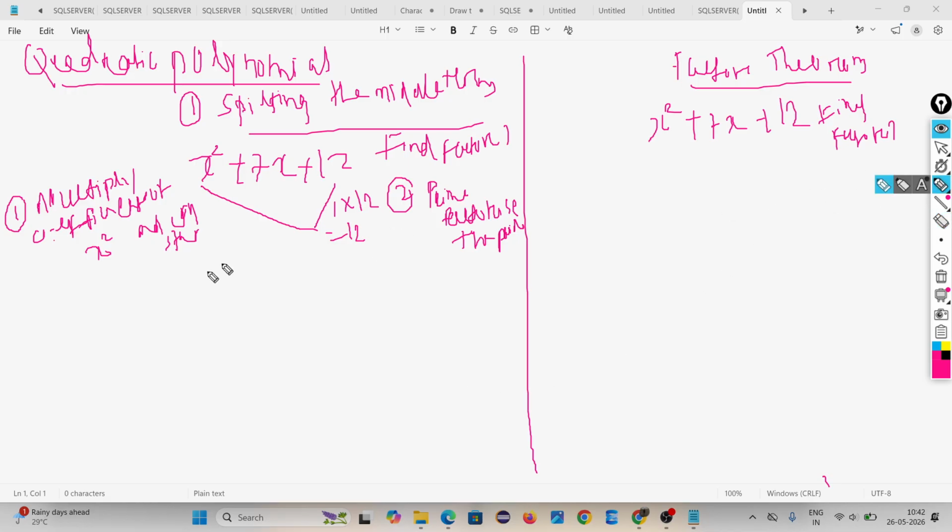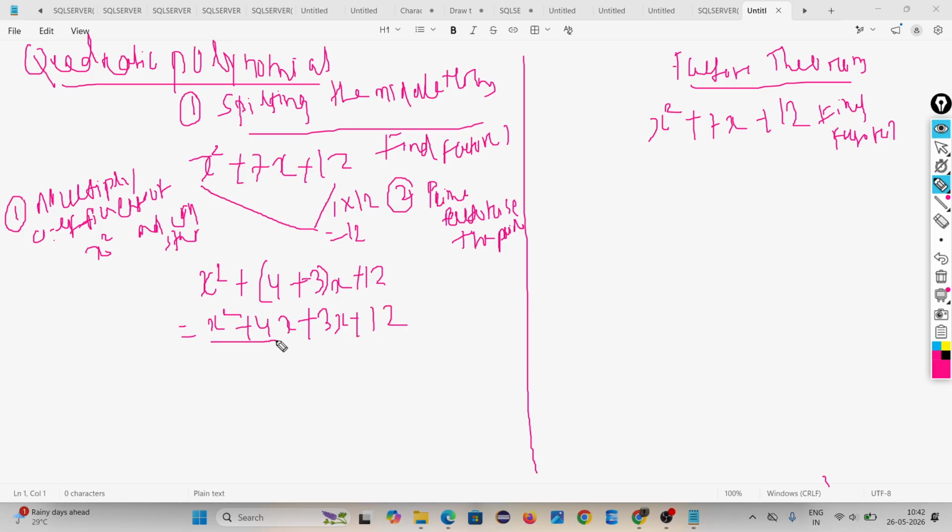So you have to split the middle term only. x square plus 4x plus 3x plus 12.